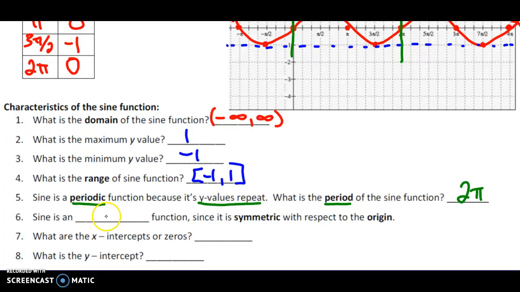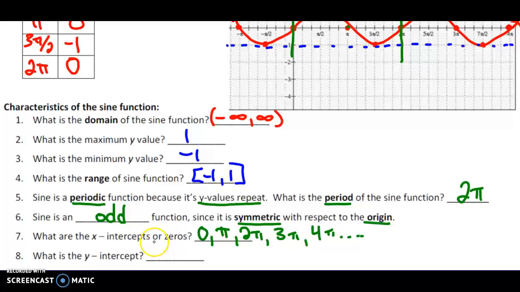Sine is an odd function and has symmetry with respect to the origin. The x-intercepts, or the zeros, were 0, notice here, pi, 2 pi, I can keep going, 3 pi, 4 pi, goes on forever, and our y-intercept was (0, 0).